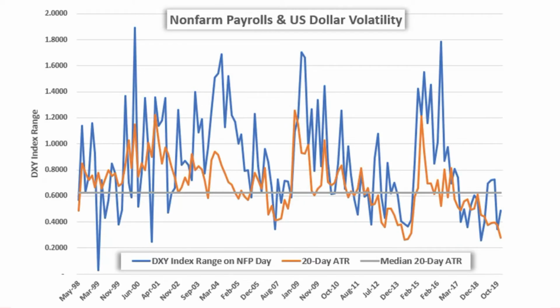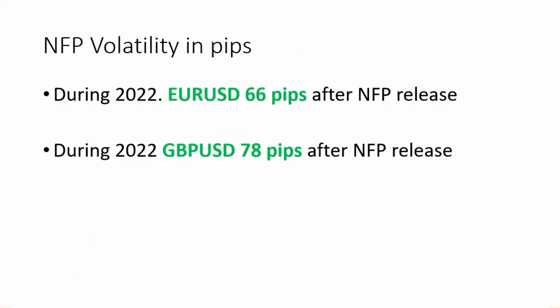As you can see on this chart made by dailyfx.com, they show the daily average true range. We can see sometimes around 80% of the daily average true range oscillating in volatility. In my personal research for the year 2022, I found that euro dollar after the NFP release moved 66 pips in a very short period of time, and British pound dollar 78 pips.